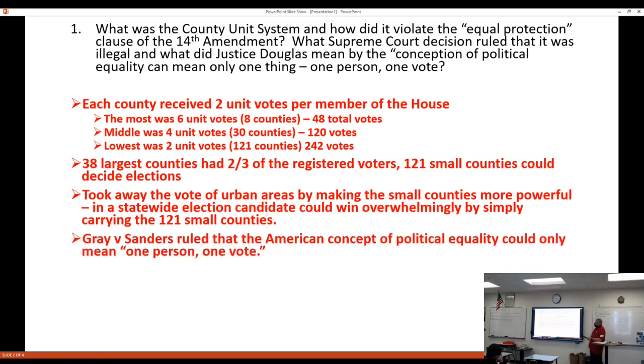Gray v. Sanders, that's the second part of this question, ruled that the American concept of political equality could only mean one person, one vote. That's what it's supposed to be, right? Instead of a third of you deciding what we're going to do, all 10 of you would have the opportunity to vote. And your votes would be what? Equal.